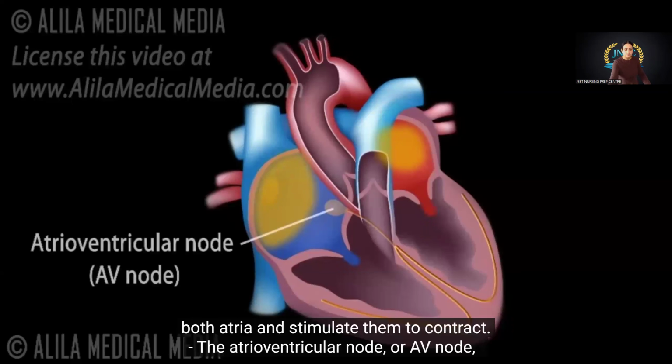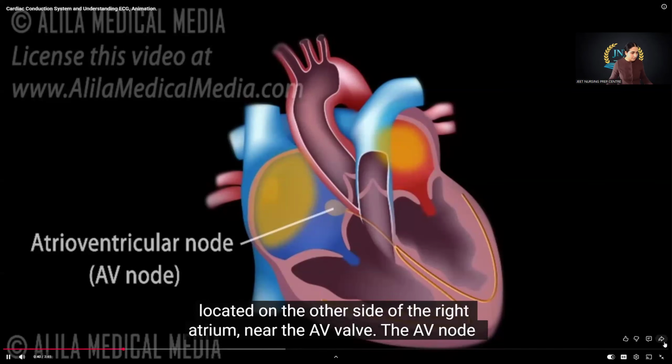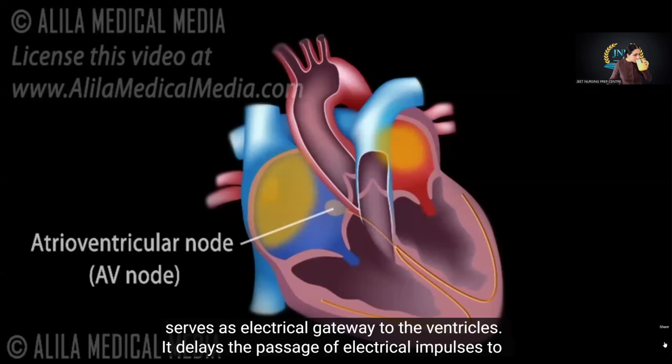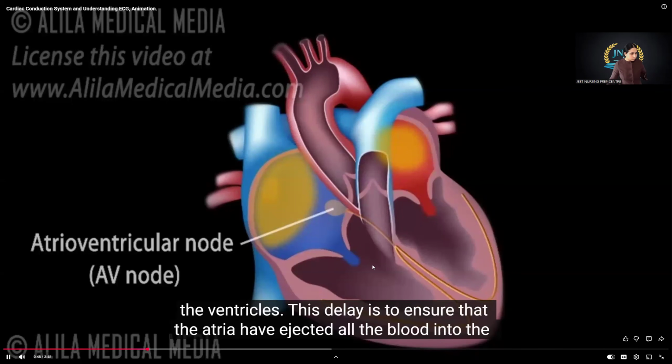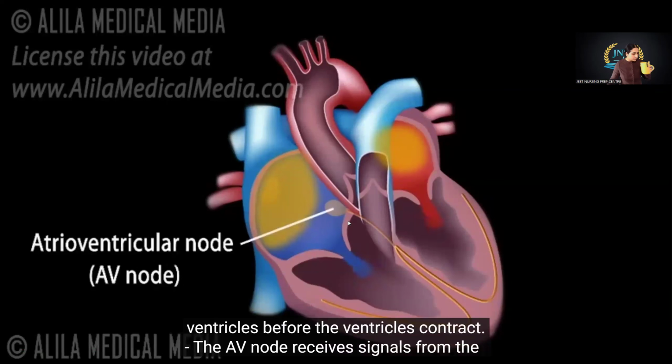The atrioventricular node, or AV node, located on the other side of the right atrium, near the AV valve. The AV node serves as the electrical gateway to the ventricles. It delays the passage of electrical impulses to the ventricles. This delay is to ensure that the atria have ejected all the blood into the ventricles before the ventricles contract.